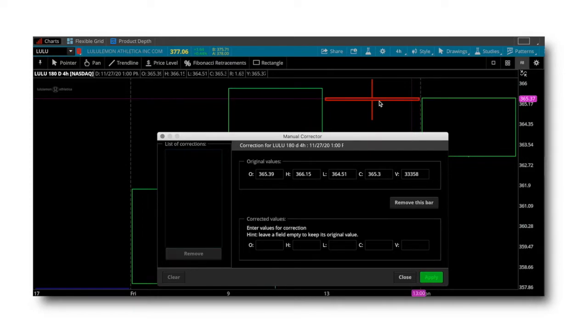It's a red candle because the open was higher than the close, right? So it opened, and then sellers brought it down, and it closed at a lower price, right?